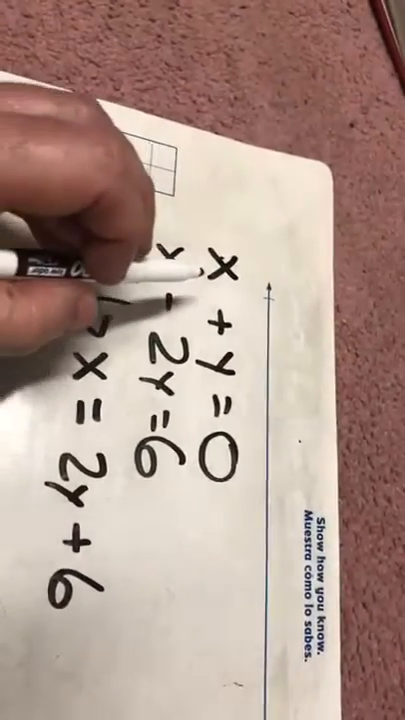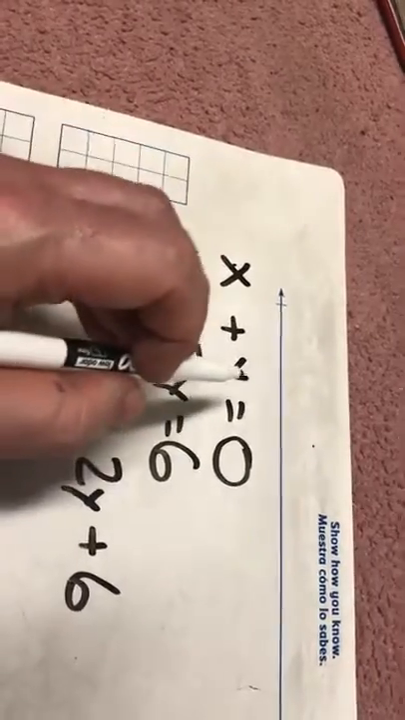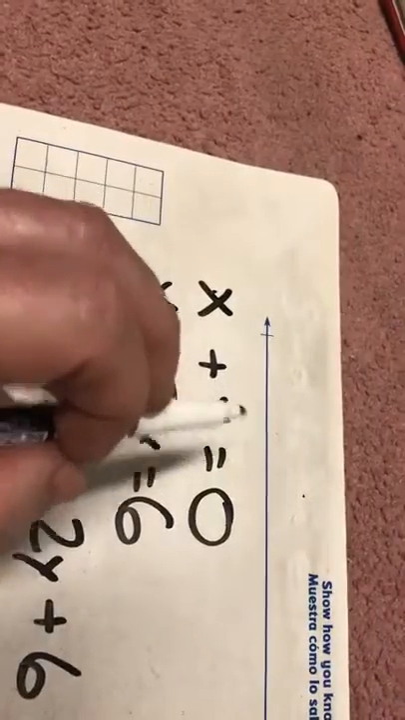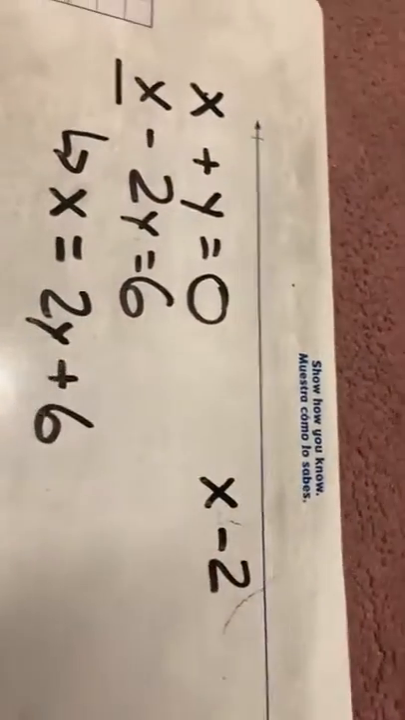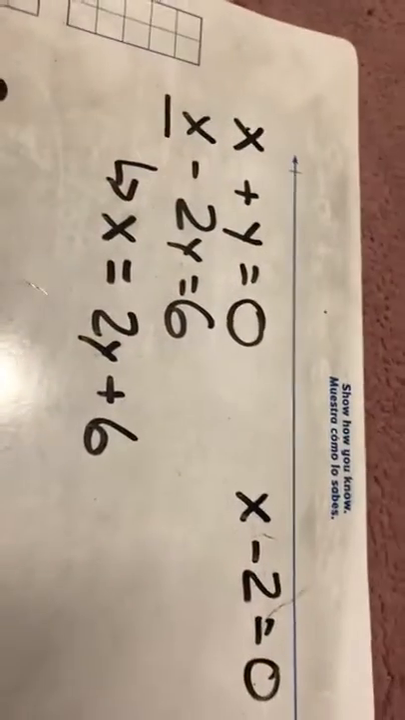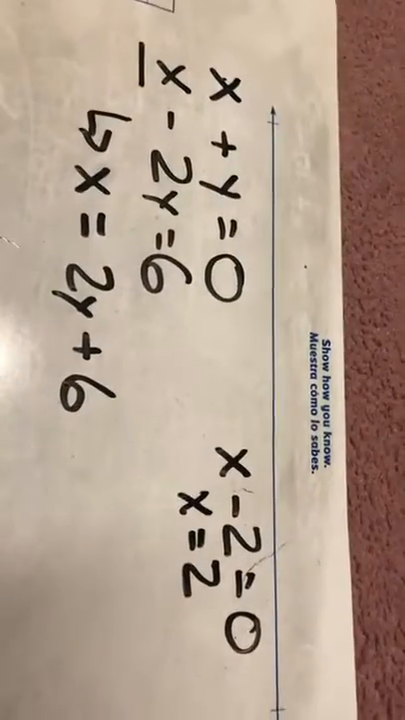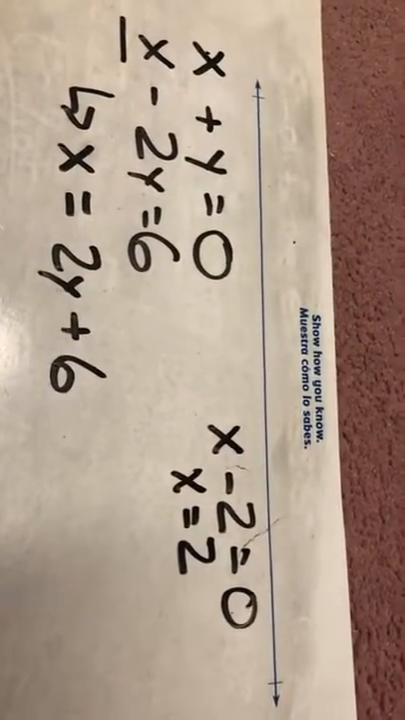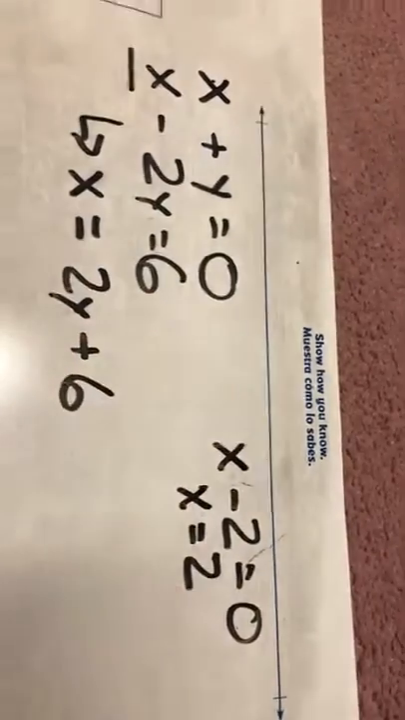So I'm going to go to this first equation, and it's going to say x plus negative 2, because y equals negative 2. Instead of x plus negative 2, I'm just going to put x minus 2 equals 0. And if x minus 2 equals 0, x has to equal 2. Makes sense? Add 2 to both sides. 0 plus 2 is 2. It's 2 minus 2 that equals 0.